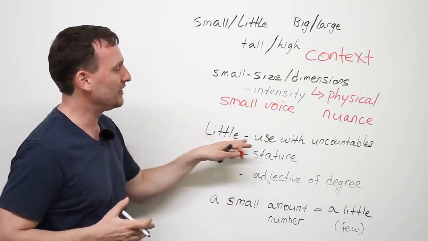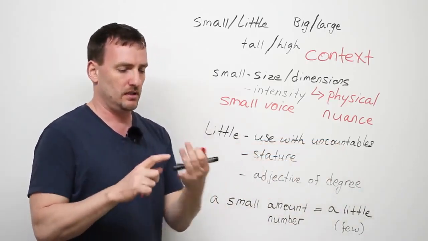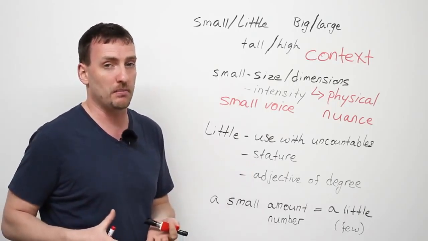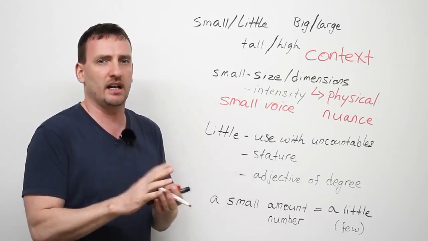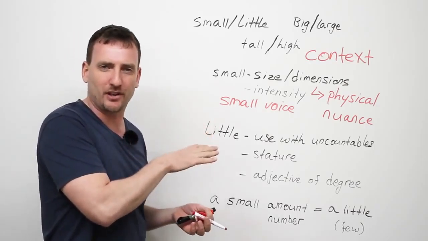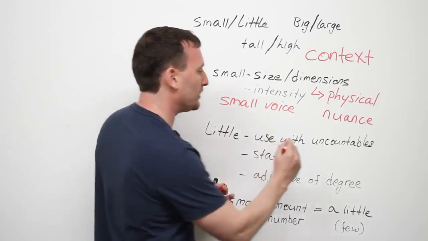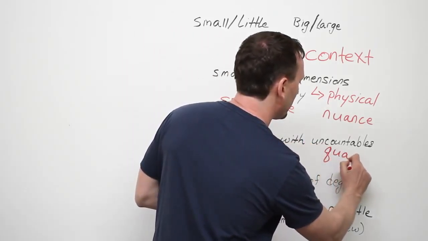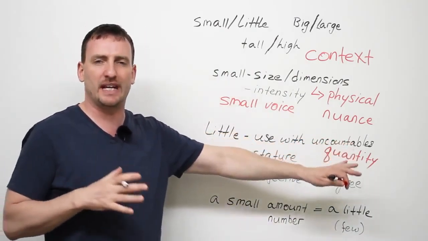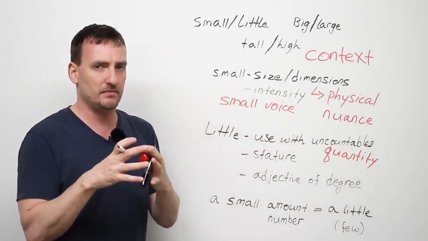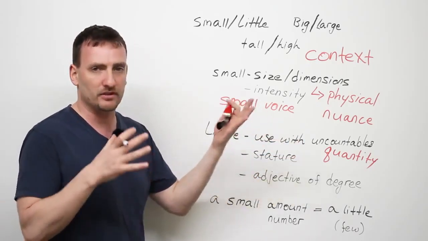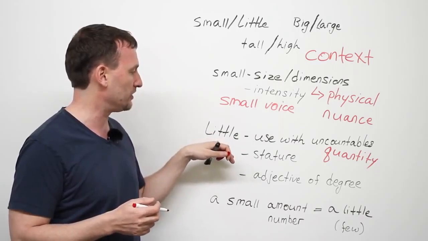Usually we use little with uncountables. Money, time. I have a little money, not small money. Small money means, like in Canada, we have a dime, 10 cents. It's a very small coin, but that's not what we're talking about. A little money, when we're talking about quantity. So usually when you talk about uncountables, things you can't count, and you're not talking about physical size, because it's not something physical. Physical things you can count. Uncountables, not physical things, you usually use small.